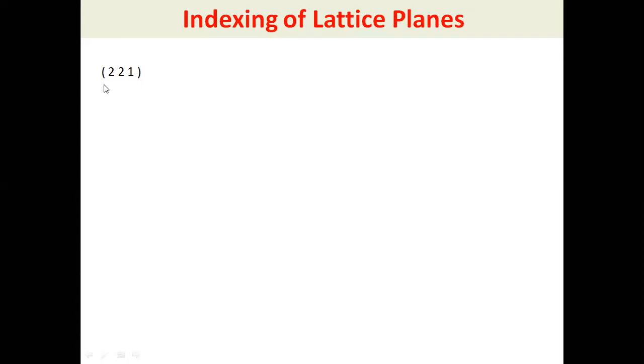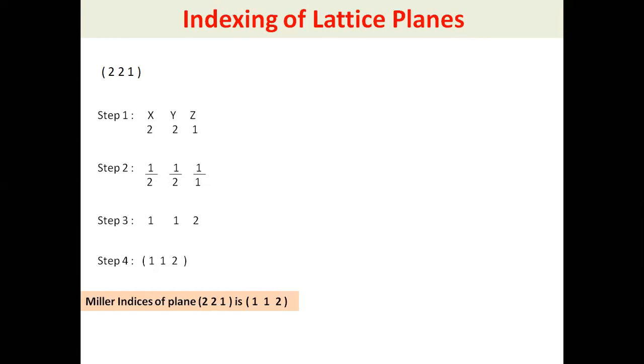So how does it become that? First take the reciprocal. The reciprocal of 2 2 1 is half, half and 1. Take the LCM of 2 2 1. What is the LCM of 2 2 1? That is 2. Then convert: 2 1s are 2, then 1, and 1 2s are 1. So 1 1 2. Insert it in parenthesis, (1 1 2). So (1 1 2) is the Miller indices of the plane 2 2 1.